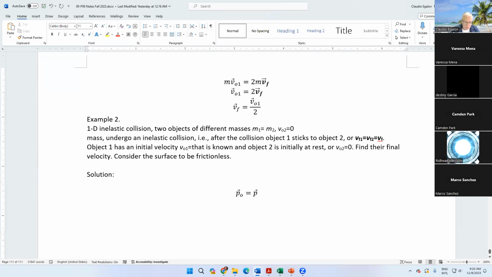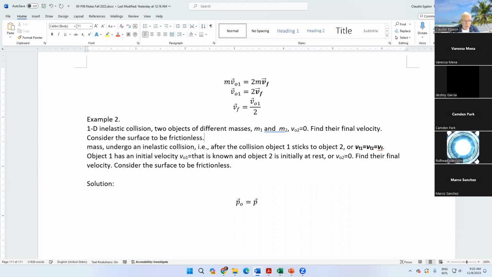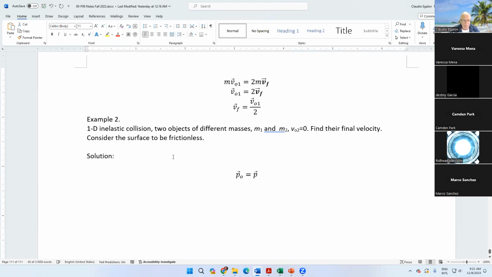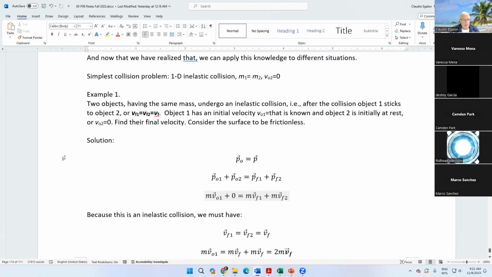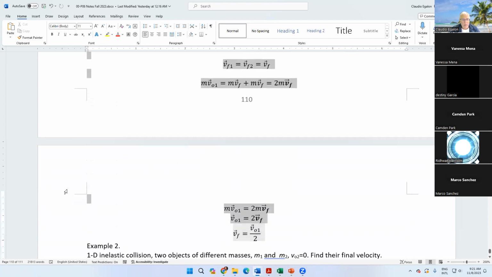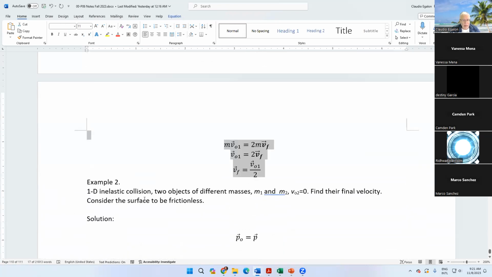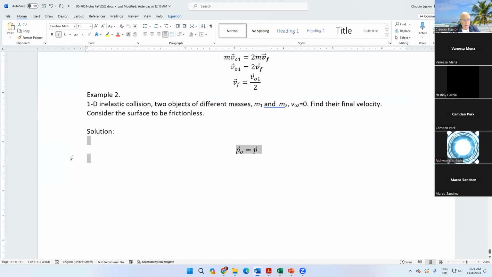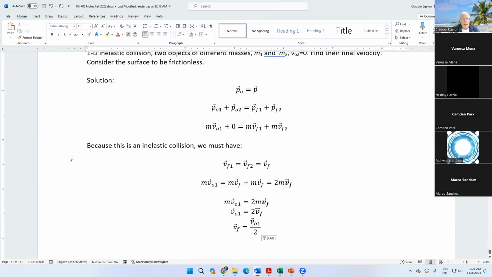In other words, M1 and M2, right? V0 at rest. Find their final velocity. Consider the surface to be frictionless. Same process. It's just a little bit more difficult, this problem. Okay.